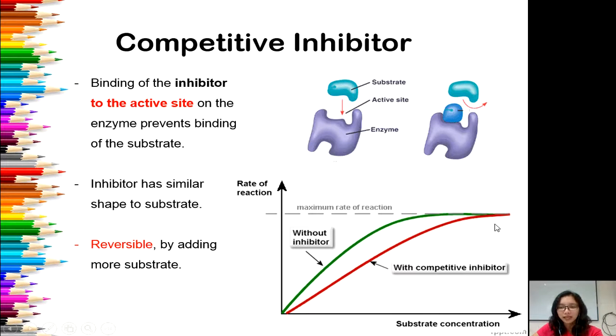Because at this point, we have enough substrate to compete with the inhibitor. So there will be more enzyme-substrate complex being formed rather than enzyme-inhibitor complex. So this one is reversible. If you have a competitive inhibitor present in the solution of enzyme and substrate, just increase the concentration of the substrate. It will reduce the effect of the competitive inhibitor.